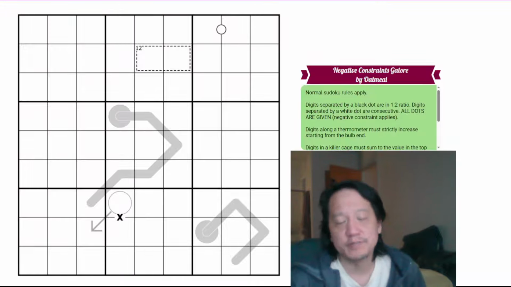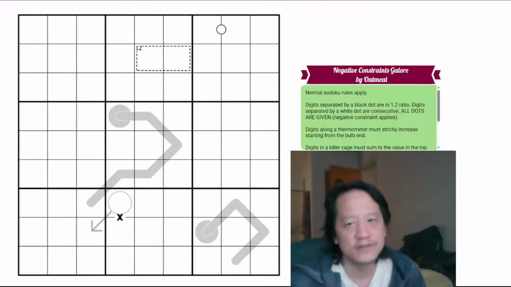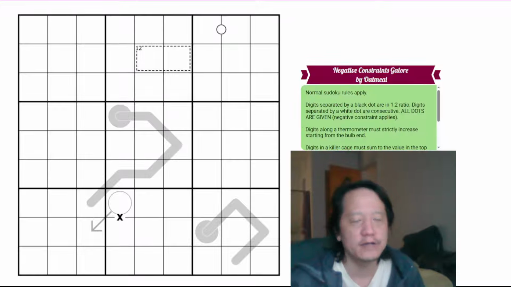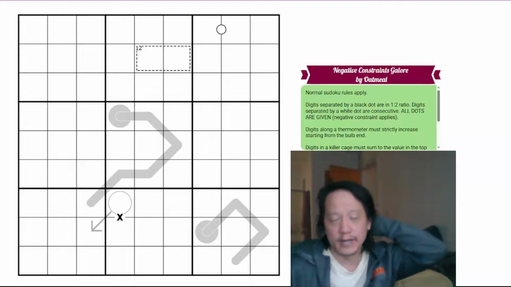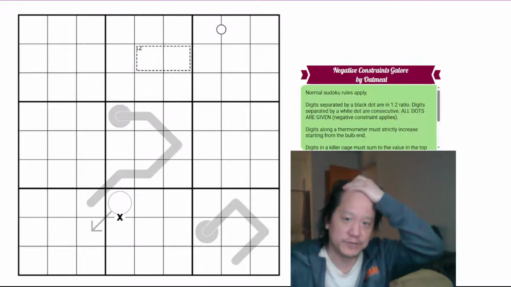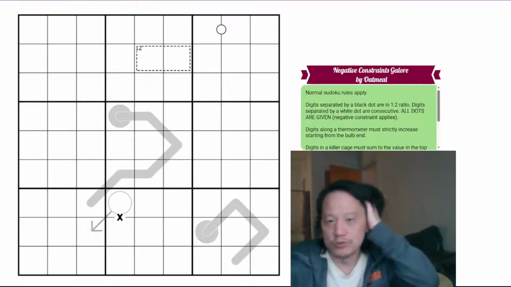Today's very easy puzzle is called Negative Constraints Galore by Oatmeal. And here we're going to explore essentially what negative constraints mean and what they imply for the puzzles. Let's get to the rules.